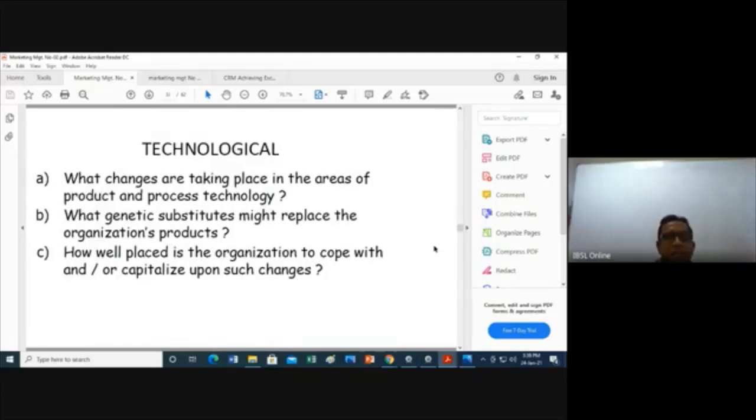Technological: what changes are taking place in the areas of product and process technology? What generic substitute might replace the organization's product? How well placed is the organization to cope with and capitalize upon such changes? The technological impact on our banking sector is huge. Day by day, new technologies are introduced, new automation, new IT platforms are being introduced.